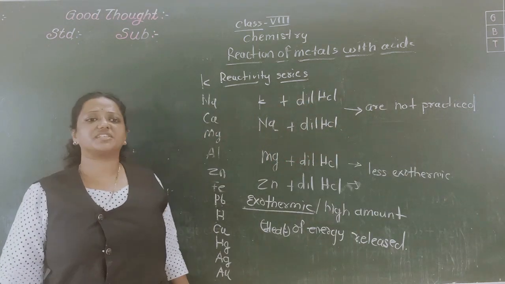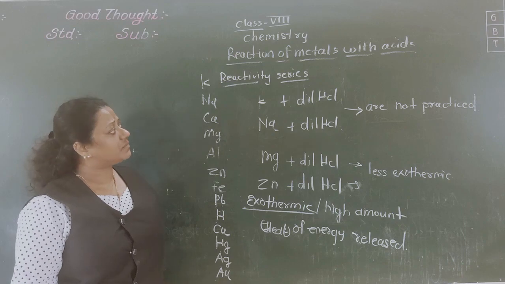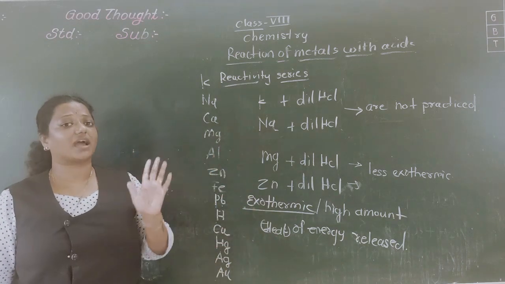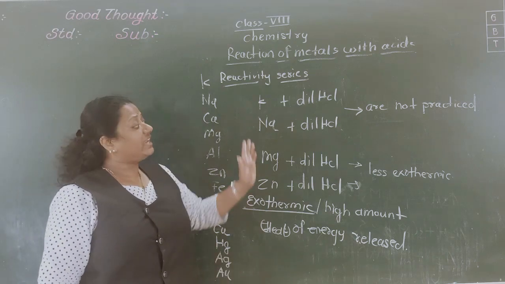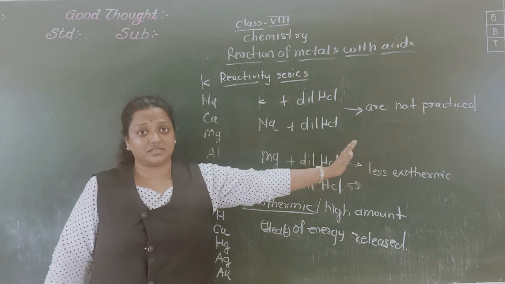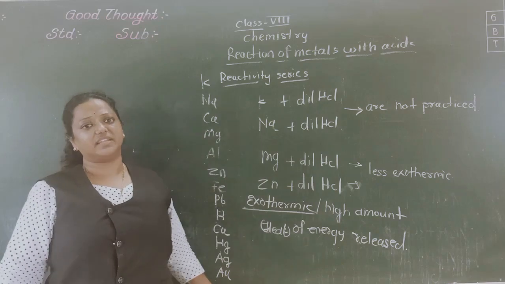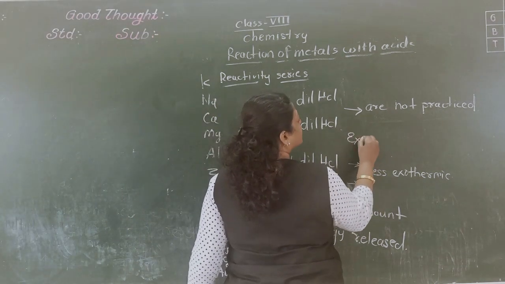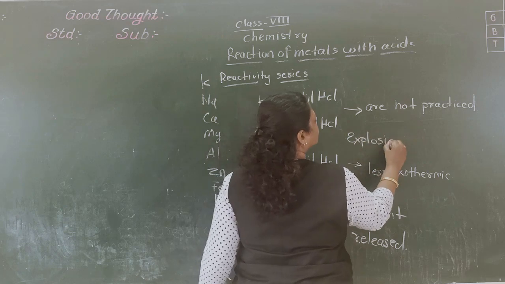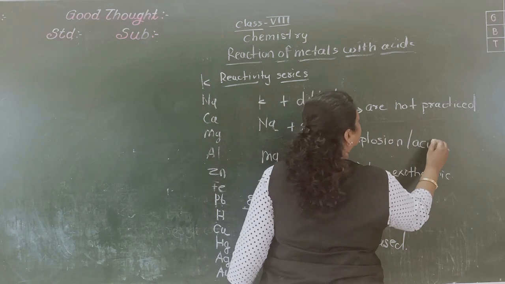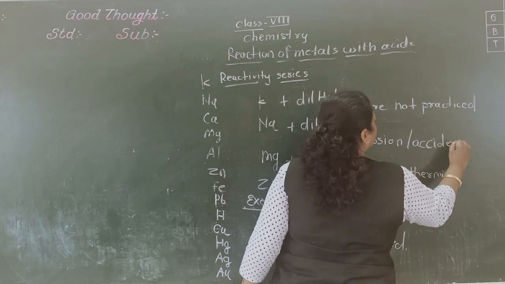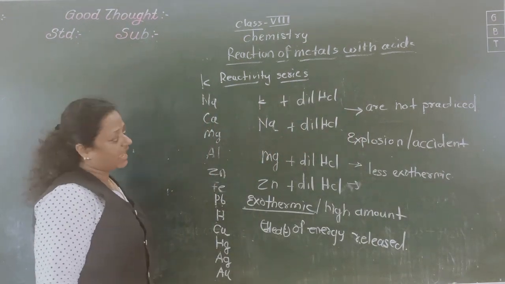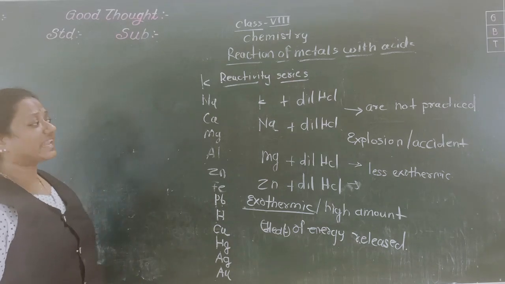Why, students, are these reactions not practiced? Can anyone tell me? Because we already know that potassium and sodium are highly reactive metals. If they react with acid, and acid is also highly corrosive in nature, then it may cause an explosion. And an explosion may cause what? An accident. So normally this reaction is not done. Understood? I hope this concept is clear for you.